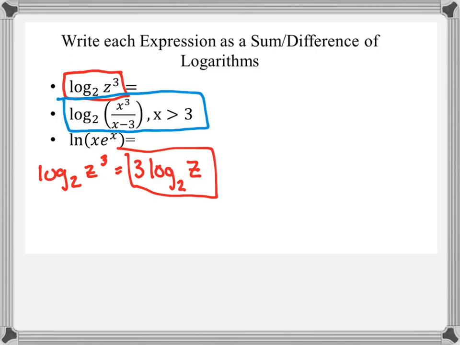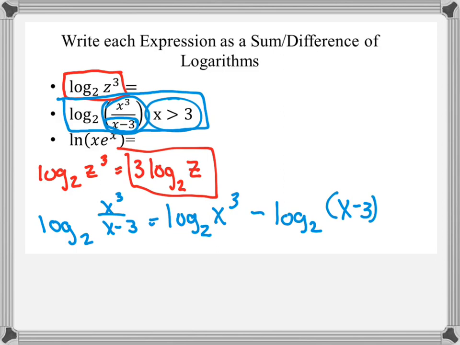Let's look at the second one. Log base 2 of x cubed over x minus 3, where x is greater than 3. Okay, so basically this condition, x is greater than 3, is just the condition on our domain. So first, we know x can't equal 3 because then we would be dividing by 0. And if x were less than 3, we would have a negative argument in the logarithm, which we cannot have. So x does need to be greater than 3.